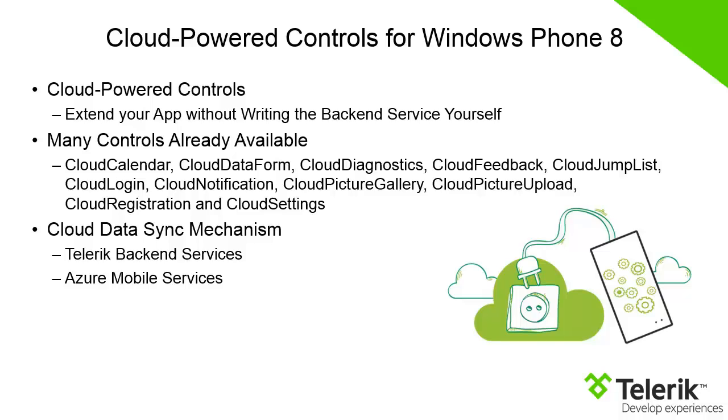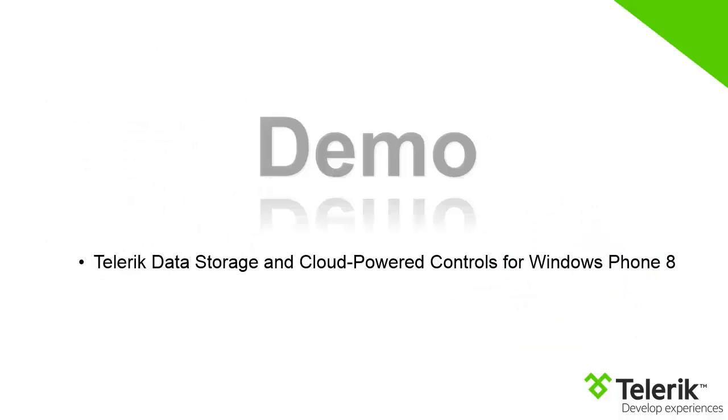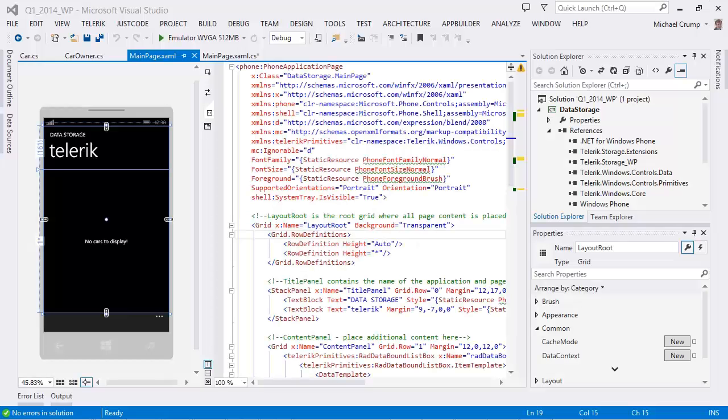Finally, the Cloud Data Sync mechanism allows you to store cloud objects in the local storage of your device and makes sure that both the local and cloud storages are in sync. The mechanism is integrated with Telerik's own backend services as well as Azure Mobile Services. Let's go ahead now and take a look at a demo of Telerik Data Storage and cloud-powered controls for Windows Phone 8. Let's begin by taking a look at the data storage first.